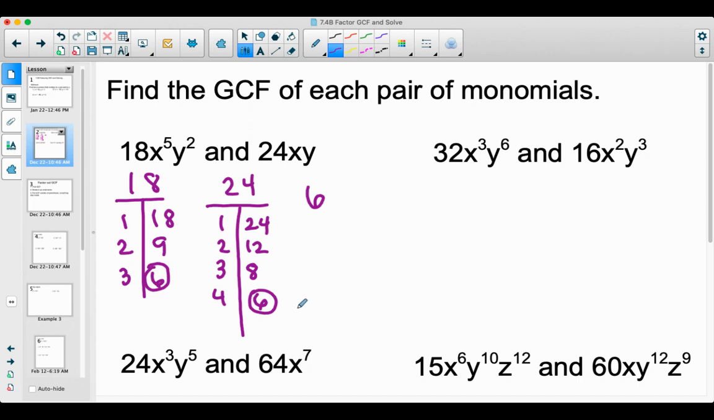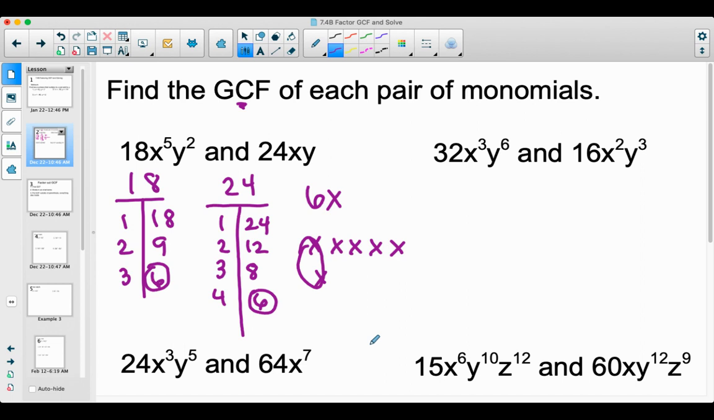And then the next question is our variables. And so x to the fifth means that you have 5 x's. So if we just write these out like this, and then we have 1x here. So the question is, how many do they have in common? So that's the important part of GCF. They have to be in common. So they have 1 in common. And so that 1 common is going to be a part of the GCF.